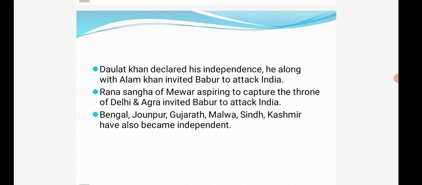Daulat Khan declared his independence. He, along with Alam Khan, also invited Babur to attack India. Rana Sanga of Mewar, aspiring to capture the throne of Delhi and Agra, also invited Babur to attack India. This shows the lack of unity among the Indians and the longing for power. Bengal, Jaunpur, Gujarat, Malwa, Sindh, and Kashmir had also become independent.